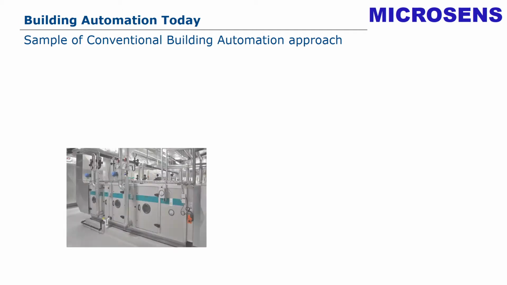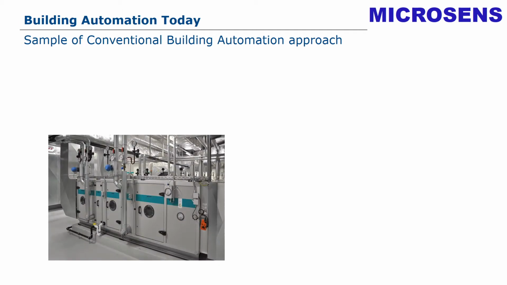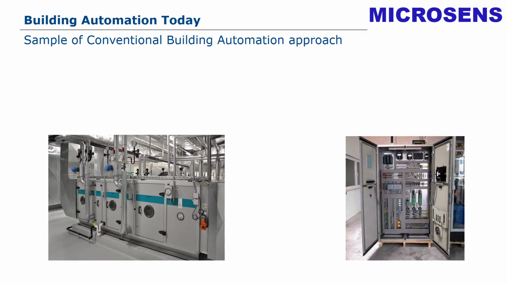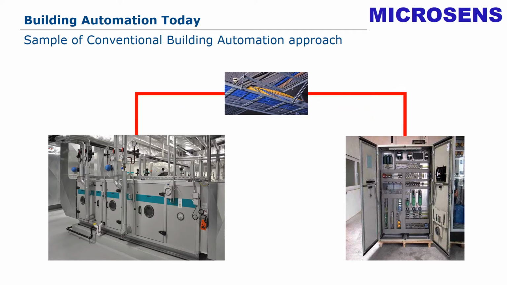A usual installation looks like this. We have the ventilating unit, shown on the left side. We have the control cabinet, which is providing the automation functionality, usually by a PLC or a DDC controller, and both are connected over conventional cabling mounted in cable trails.